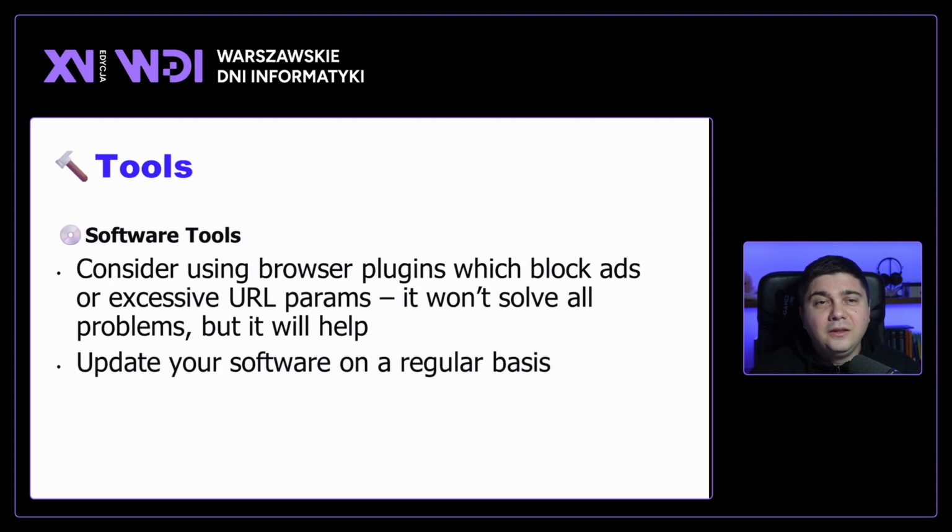On the tooling side, you can use software tools. So, for example, you could use browser plugins, which would block, for example, excessive URL parameters in the URLs. You could use these more organized browsers, which do have some built-in protections by default. However, you need to remember that these plugins and browsers won't fix all your privacy and security issues around dark patterns. They will help only with some of them. Also, you should make sure that you update your software, because sometimes those dark patterns could use or misuse specific functionalities in the older versions of the browsers, which would be used against you.